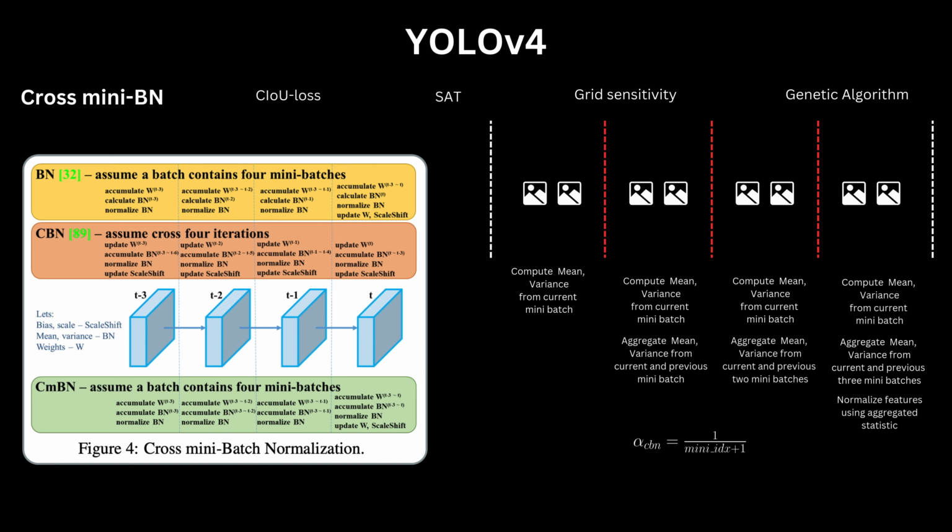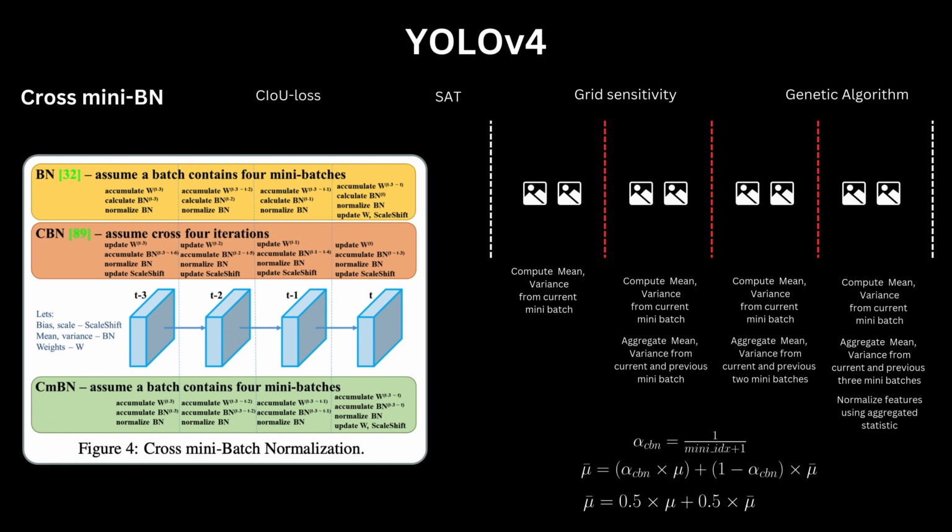Then to aggregate the mean statistic, the authors define aggregated mean as alpha times mean of current mini batch plus 1 minus alpha times aggregated statistic from all past mini batches, which means the aggregated mean for the first mini batch would just be the mini batch statistic. Aggregated mean for the second mini batch would be half of second mini batch statistic plus 1 minus alpha times the current aggregated mean, and so on. So this is how cross mini batch normalization works.